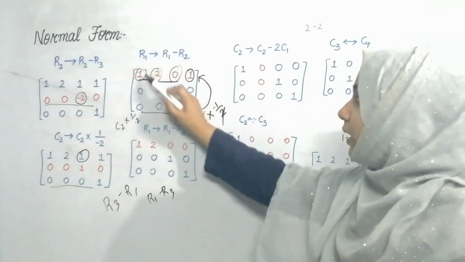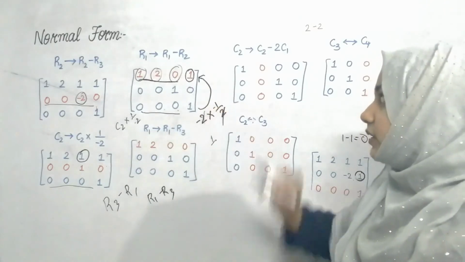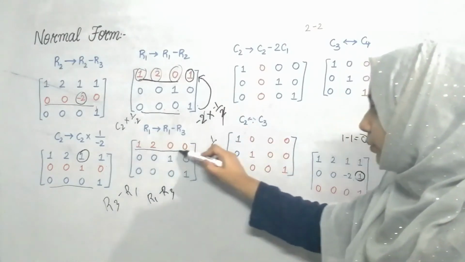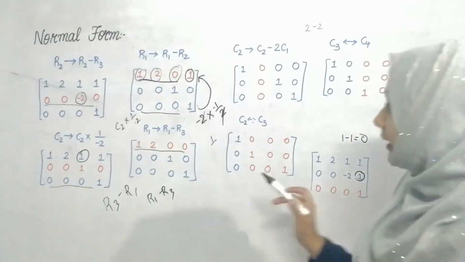Right? 1 minus 0 is 1. 2 minus 0 is 2. 0 minus 0 is 0. But 1 minus 1 is 0. Applying it to row 1. Understood? Clear? Next. See here.